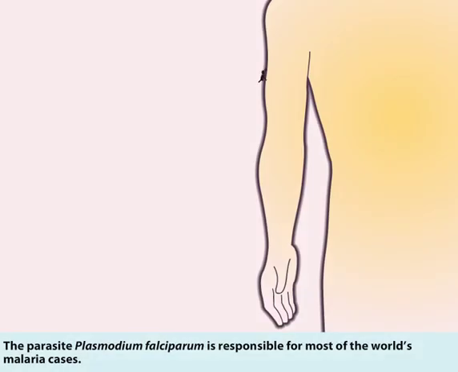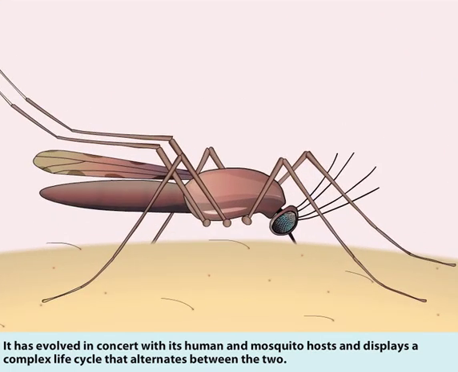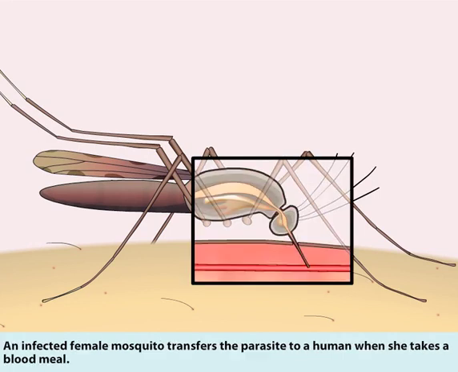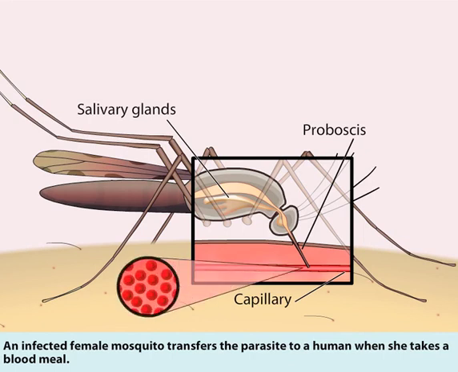The parasite Plasmodium falciparum is responsible for most of the world's malaria cases. It has evolved in concert with its human and mosquito hosts and displays a complex life cycle that alternates between the two. An infected female mosquito transfers the parasite to a human when she takes a blood meal.